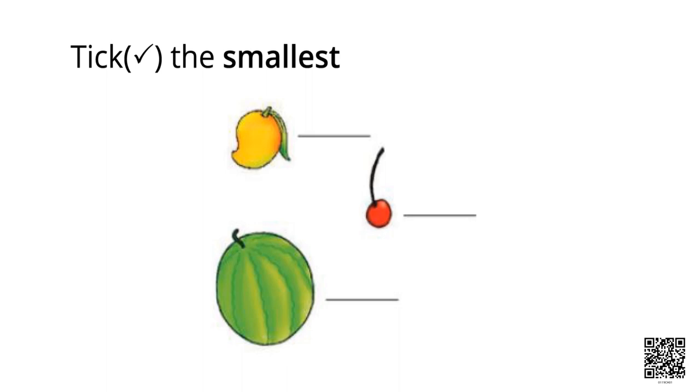Okay, now look here. You have to tick the smallest of the fruits. Which fruits can you see? Mango. Cherry. Watermelon. Very good. Here in the picture is a mango and a cherry and a watermelon. Very right. So, which is the smallest fruit among these three fruits? Think. Cherry. Yes, you're right. Cherry is the smallest fruit here.